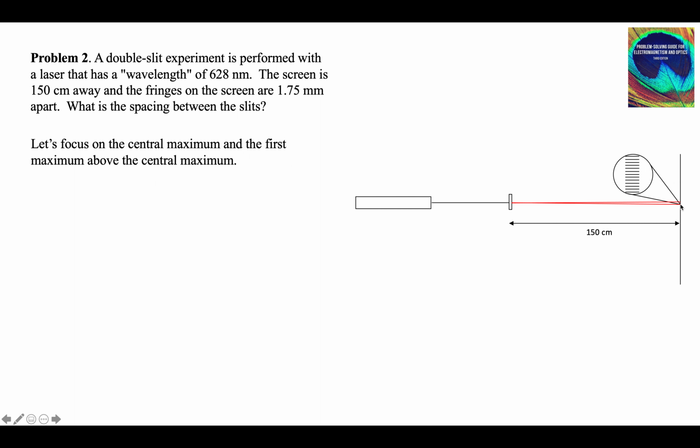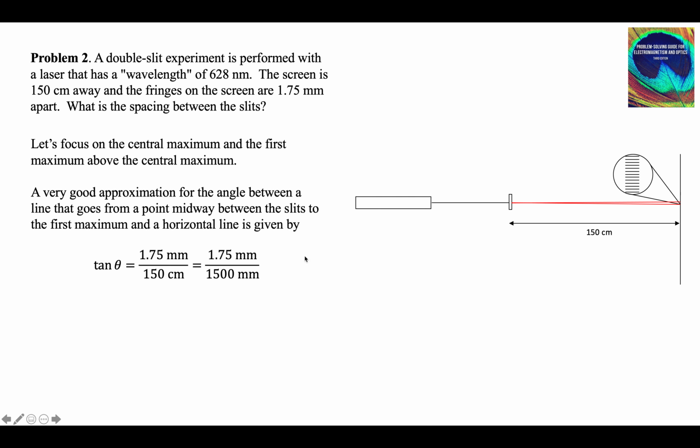And that's a distance of 1.75 millimeters on the screen. That's a horizontal distance of 150 centimeters. It's a very good approximation for this angle. We can write tangent theta is 1.75 millimeters, the distance between the two bright fringes on the screen, over 150 centimeters, the distance from the slits to the screen. Getting the same units there, we can calculate the angle, 0.0668 degrees, a very small angle, exaggerated significantly in that diagram. The path difference between those two is one wavelength because it's the first maximum.